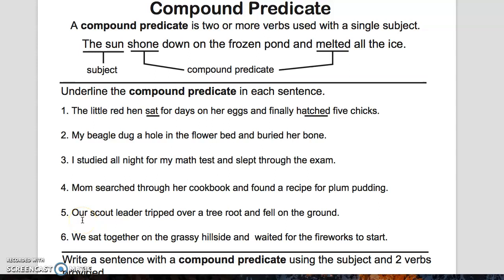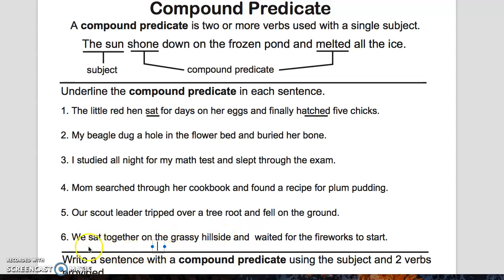Number 5, our scout leader tripped over a tree root and fell on the ground. So the subject, our scout leader, is what the sentence is about, but we're looking for our compound predicates. What did the scout leader do? Well, first he tripped over a tree root. So I would write down tripped. And here's my signal word to tell me the compound predicate, the second thing he did. Fell on the ground. So I would write out fell, tripped and fell.